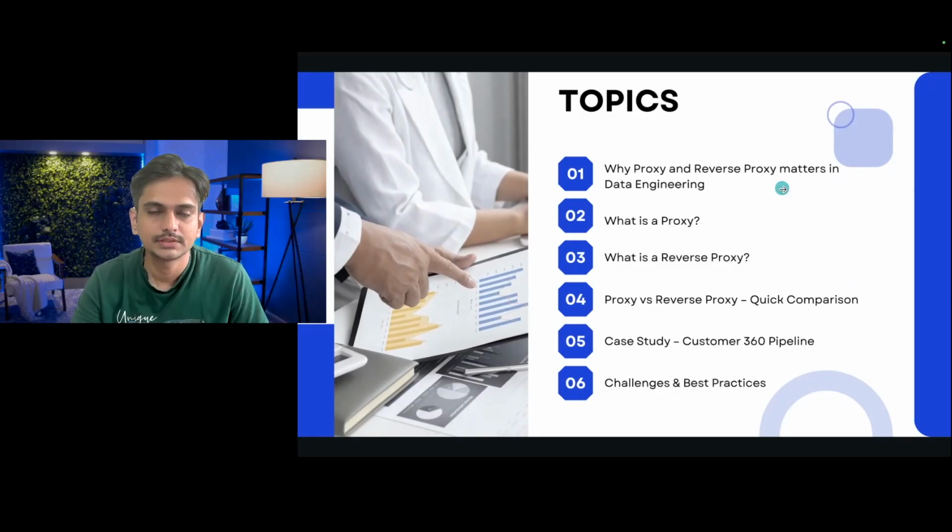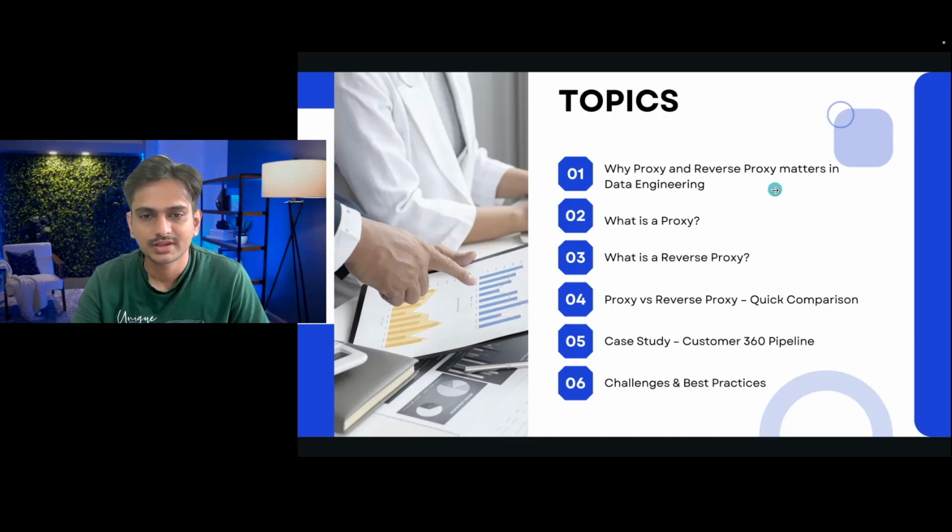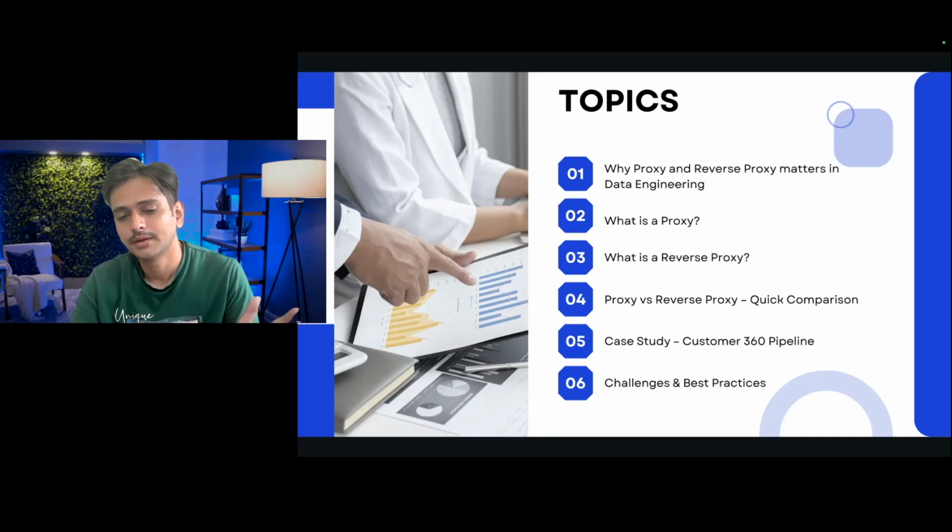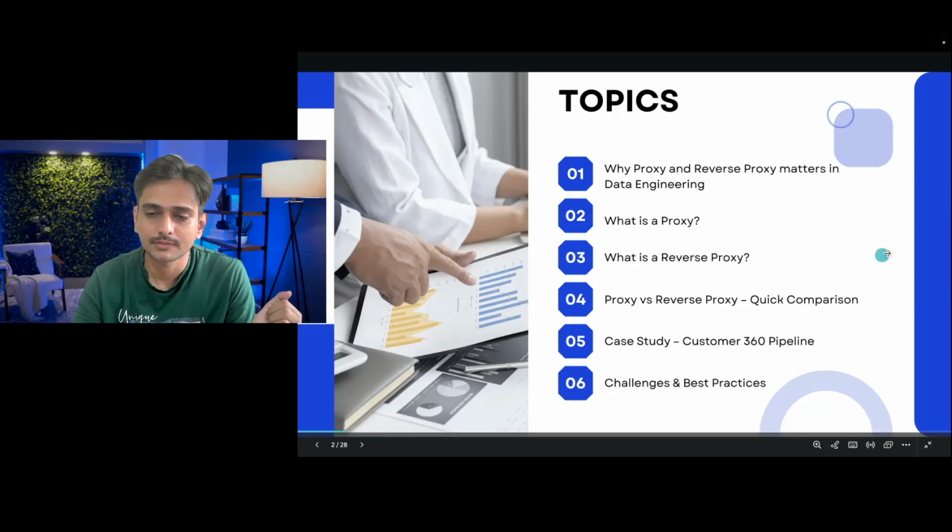At a high level, these are the topics that we'll be covering. What exactly proxy and reverse proxy mean, and why they are important for data engineers to understand. What is a proxy, what is a reverse proxy at a high level, and a quick comparison between the two. We will also take a case study and see how these fit into it, and also some challenges and best practices.